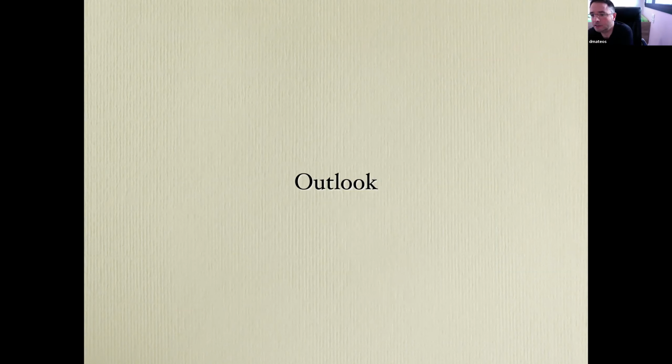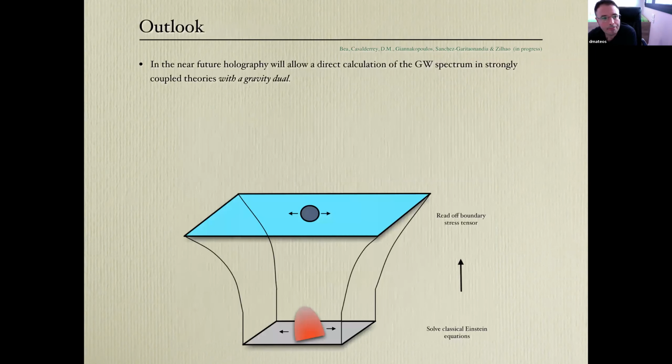Okay, so let me finish with the outlook. Let me go back to this picture that I showed you at the beginning. In the near future, or nearish future, I think we'll be able to use holography to calculate directly the gravitational wave production in a strongly coupled gauge theory with a gravity dual.